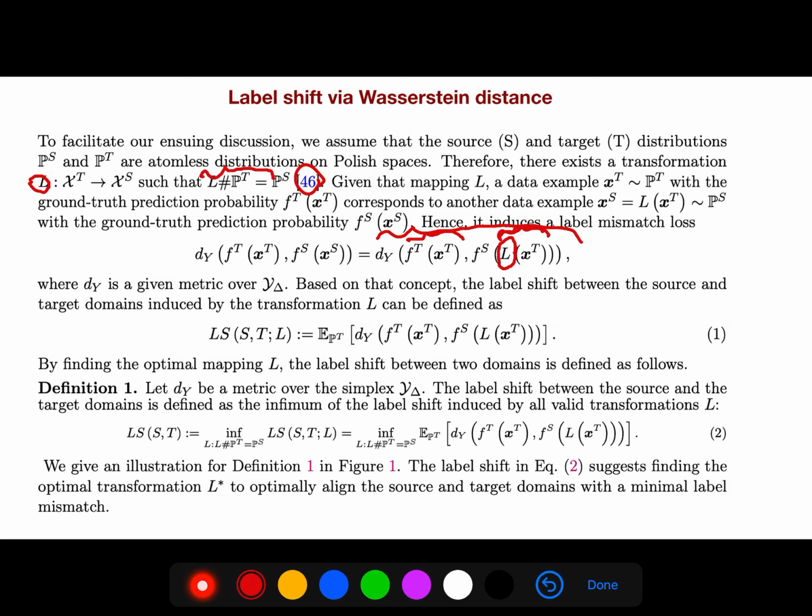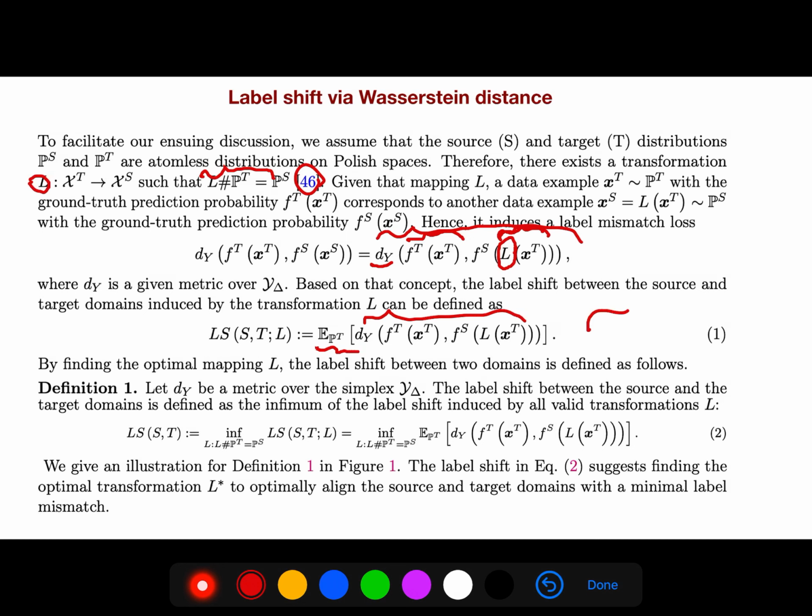Now, d sub y here is a given metric. The label shift between the source and target domains can be written as this expectation. Because it's not just based on just two samples, so the expectation overall samples on the target. And for each of them, we map to the source and then the difference between their label shifts, and then get the expectation of all of these.